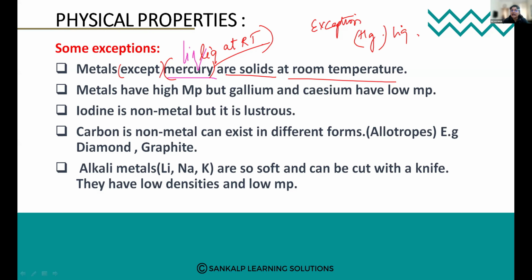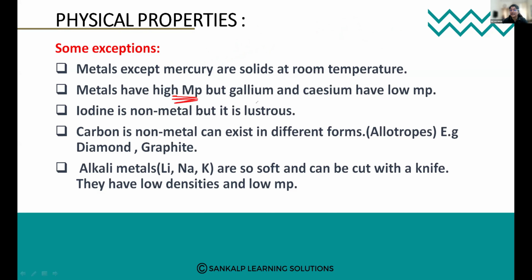Next point, metals have a high melting point. Just now we discussed that metals have a high melting point. But gallium and cesium are also metals which have a very low melting point. When you hold them on your palm, they will melt. So metals generally have a high melting point, but for these two, gallium and cesium, the exception is that they have a low melting point.